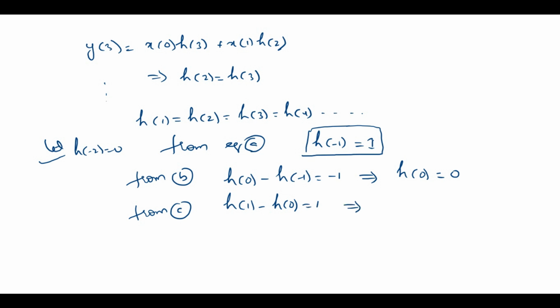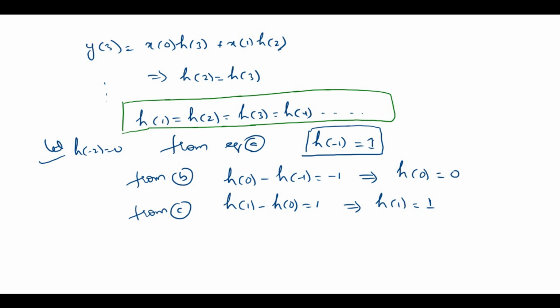That means what is the h of 1 value? It is 1. Now see this relation: h of 1 is equal to h of 2 is equal to h of 3. All these are equal. That means the impulse response is 1 for n greater than or equal to 1. So now I am writing the impulse response. H of n is 1 at n equal to minus 1, it is 0 at n equal to 0, it is 1 where n is greater than or equal to 1, and it is 0 else.